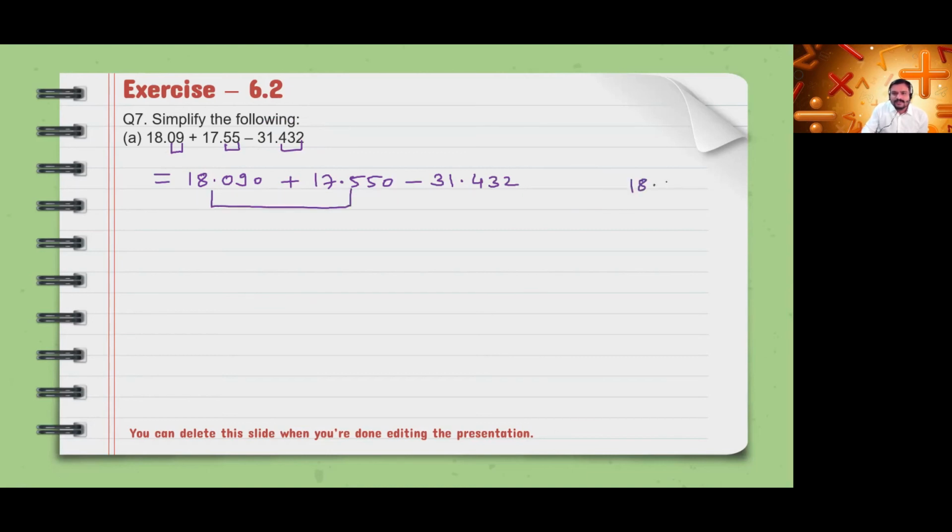So 18.090 plus 17.550. So this will come 0 here. 9 plus 5 is 14. This will come 6 here. Okay. 8 plus 7 is 15. 1 carry. So 35.640 will come here.